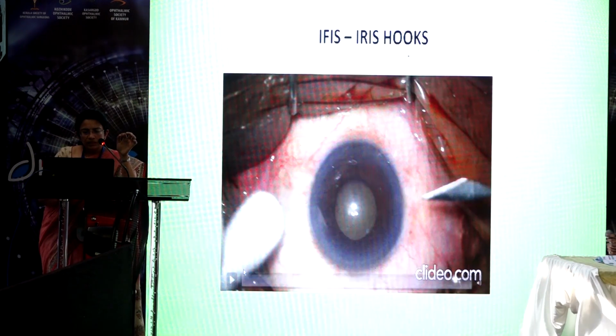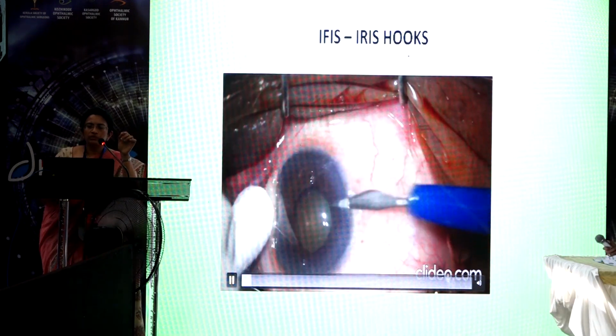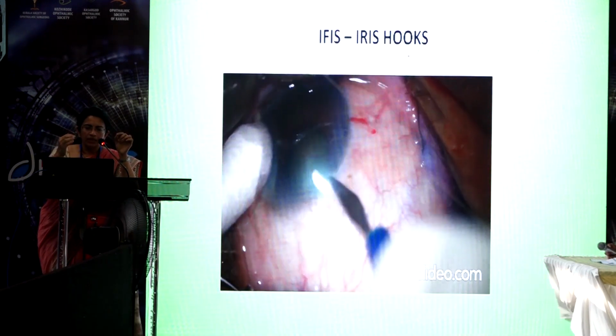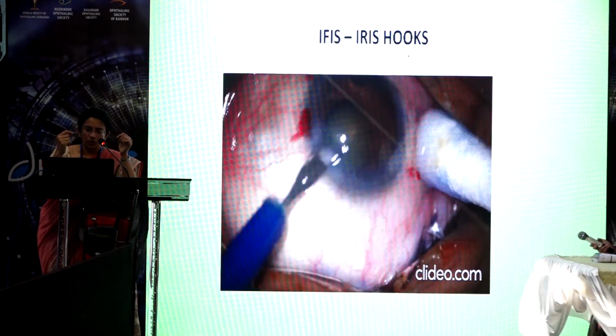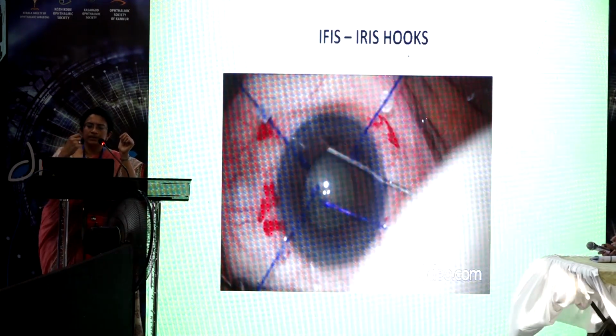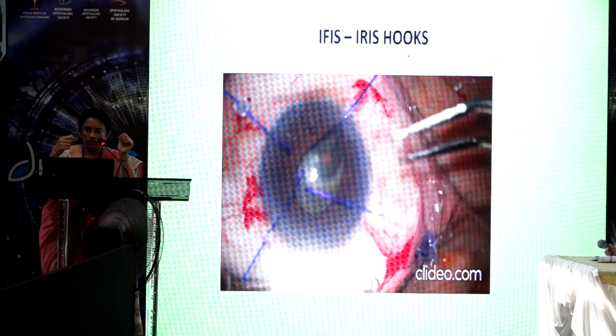Now in this case, I've used iris hooks. As sir told, you have to make the incision for putting iris hooks just inside the limbus, and it should not have a long tunnel, it should be very short, and fill the chamber with viscoelastic. It is difficult to place the first hook. Once you lift up the iris from the capsule, placing the rest of the hooks is very easy.